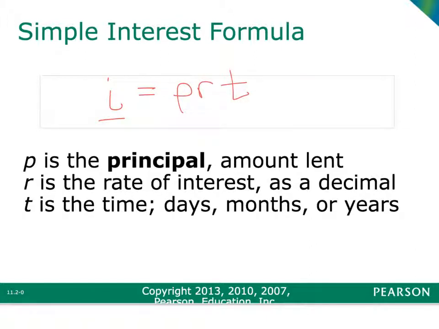I stands for the interest that you will pay on the loan. P is the principal, or the amount of the loan that you've borrowed. R is your interest rate, and the interest rate must be a decimal. So be careful, because usually they'll tell you your interest rate is 5%. Okay, you need to convert that to 0.05 in order to calculate the simple interest.